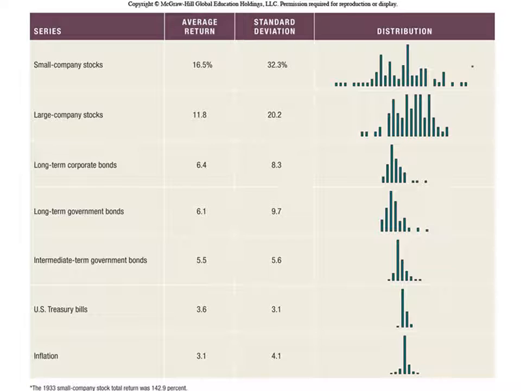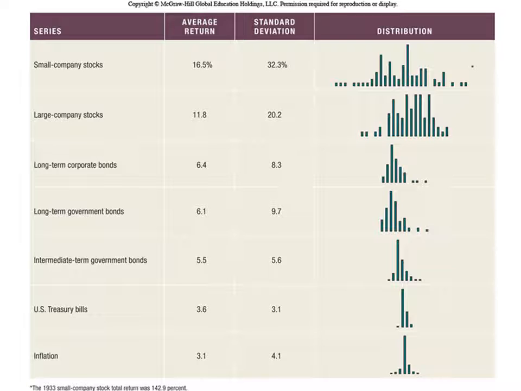The final thing we should look at are the distributions on the right-hand side. I want you to notice that the riskier something is, the broader the distribution is. In other words, the greater the proportion of high returns and proportion of low returns. So you see more things further away from the average return, the riskier the thing gets.